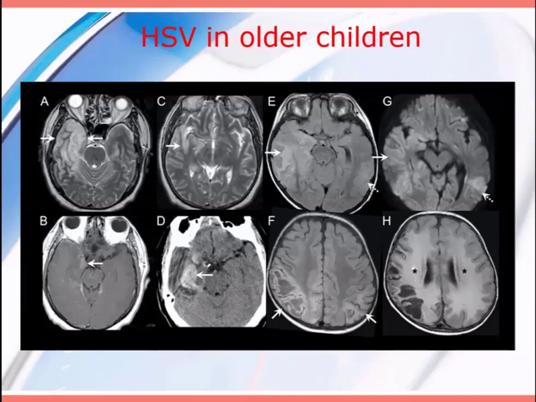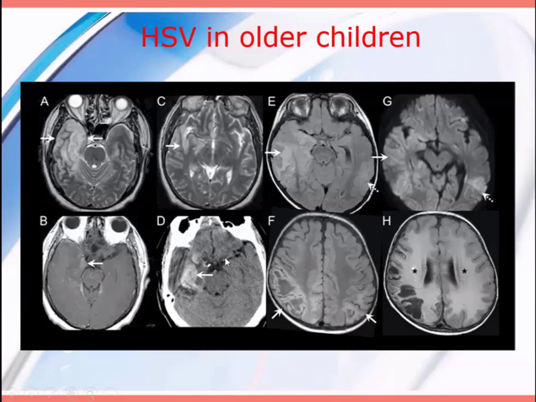Then we have the herpes simplex virus appearance in older children. We note that it is like the adult. It begins in the temporal lobes. As we see here, there is swelling in the temporal lobes. And when you do a contrast enhanced study, there is enhancement in the temporal lobe. So the temporal lobe and the insula are characteristic of herpes simplex. You have to suggest that this is herpes.